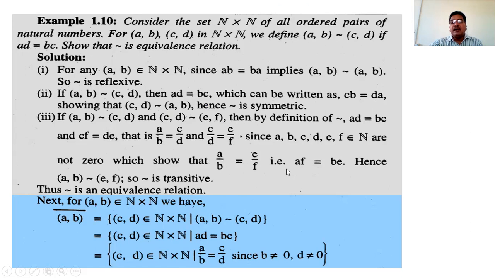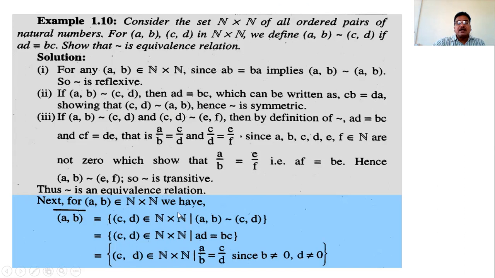And then we have AF is equal to BE from this. AF is equal to BE means AB is related to EF, because AB is related to EF if AF is equal to BE. So we have AF is equal to BE, and therefore AB is related to EF, and so the relation is transitive. Why is the relation transitive? Because if the first element is related to the second and the second is related to the third, then the first is related to the third. This AB is related to EF, and therefore the relation is transitive. And therefore this relation is an equivalence relation, because it is reflexive, symmetric, and transitive.